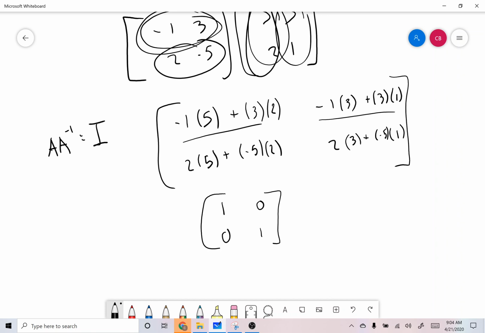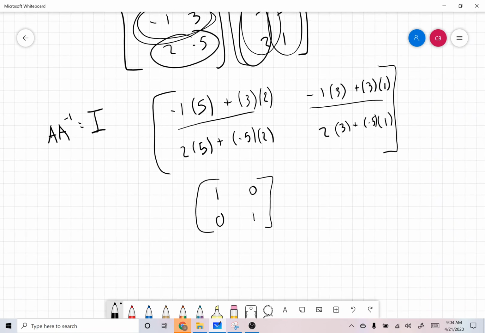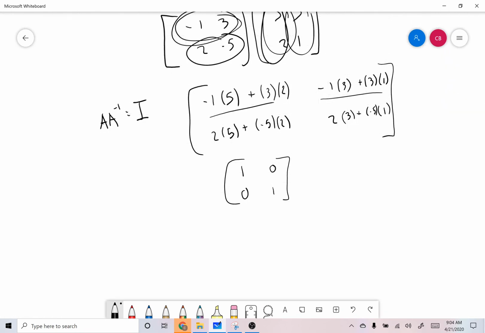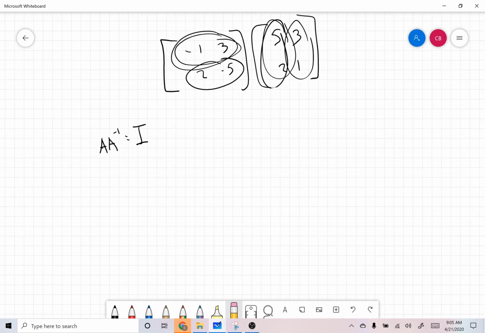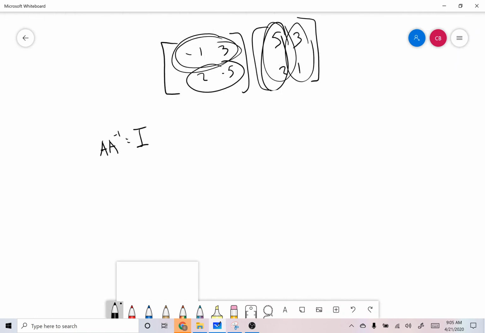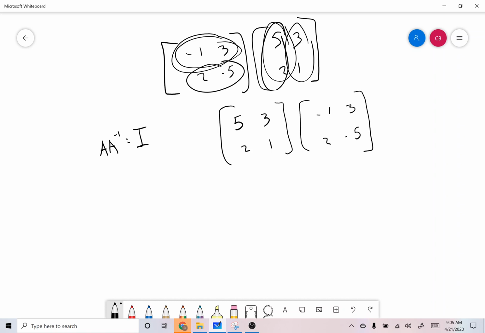But if we want to be able to say these are for sure inverses of one another, we have to multiply them the other way. Remember, multiplication of matrices is not commutative in general, so we're going to go the other way this time. We've shown that one. Now we're going to go the other way. So let me write these again real quick. We're going to do 5, 3, 2, 1, and -1, 3, 2, -5. And we're going to do the same process, but now we're showing A inverse A. So this is obviously A inverse, this one's A, so now it's A inverse times A.